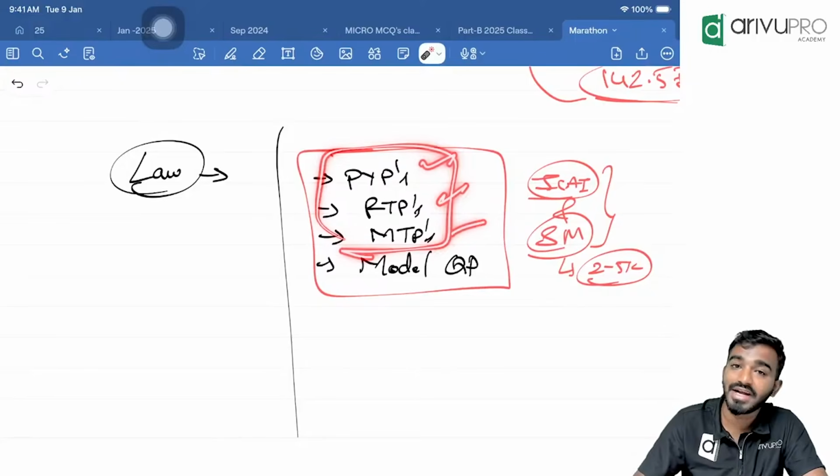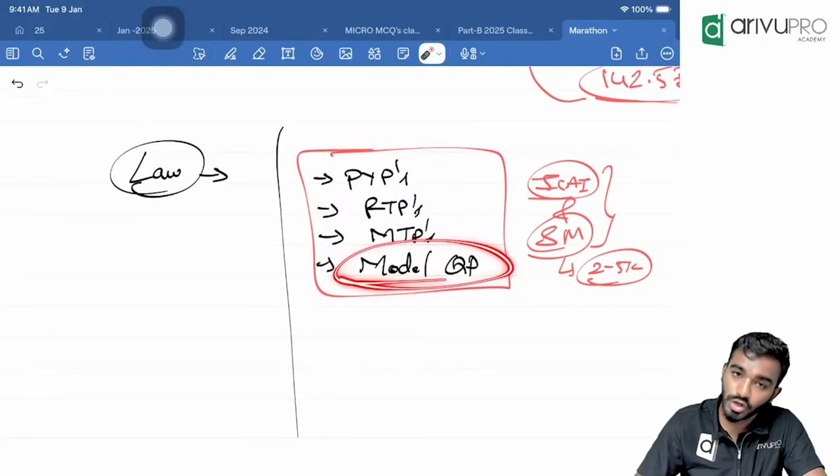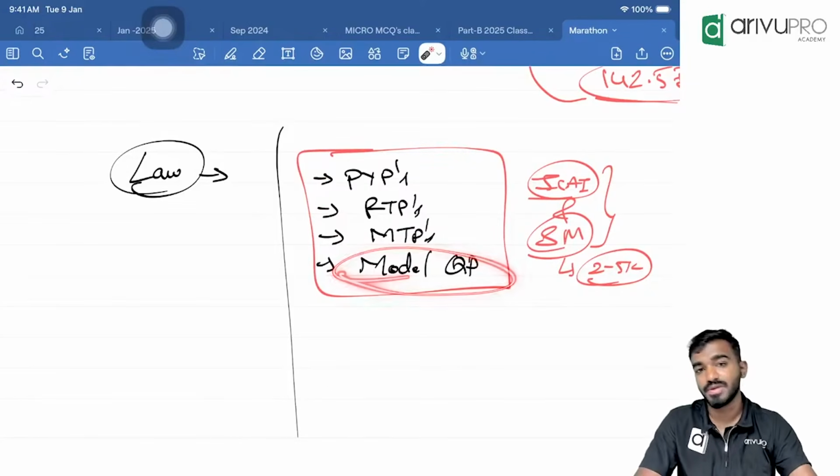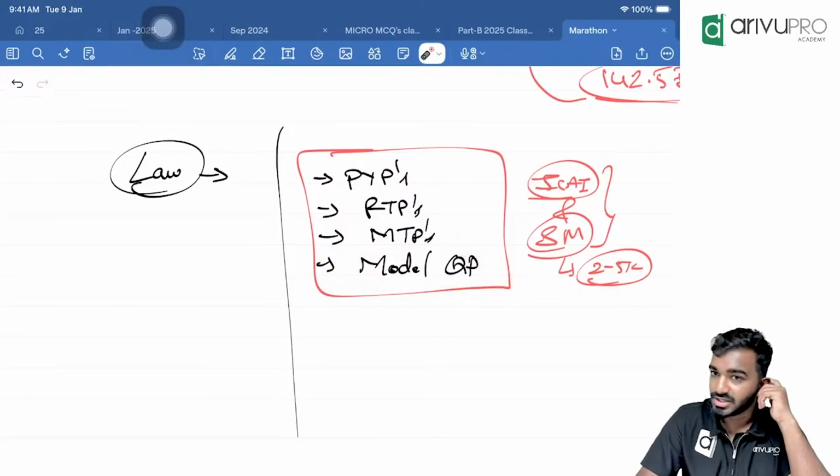This is required, mandatory. After that, you still want to solve much more questions. Model question papers are there. And sir, should I take the mock exams of the ICAI? Definitely yes. That is recommended.